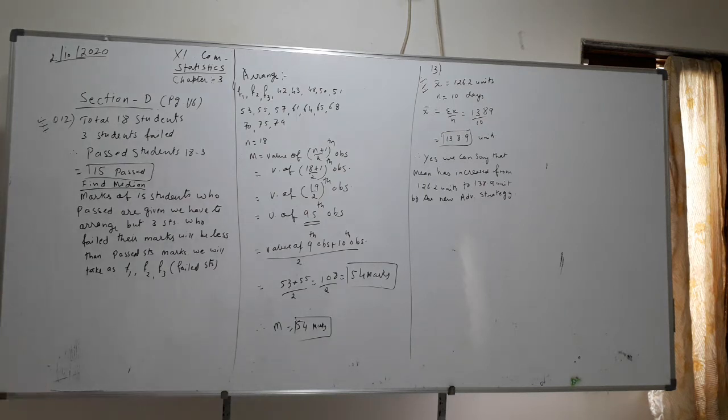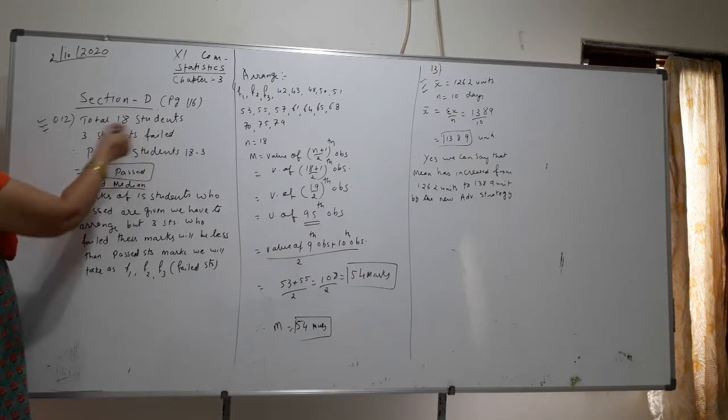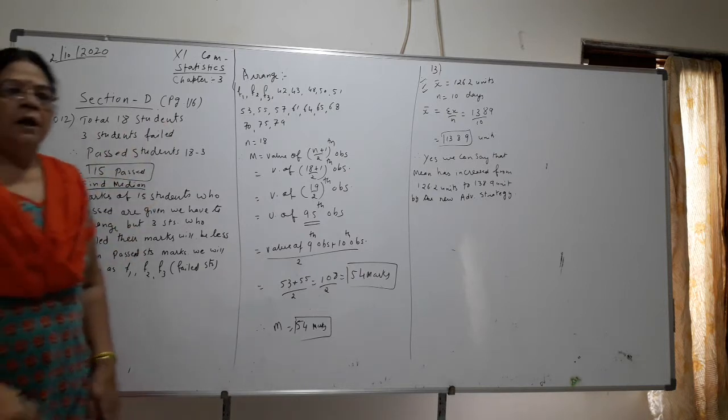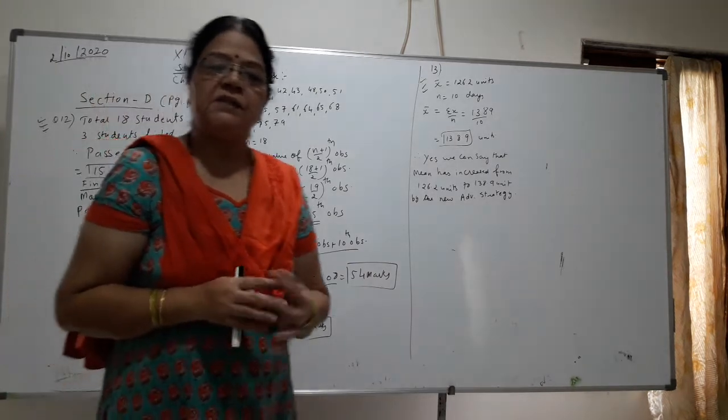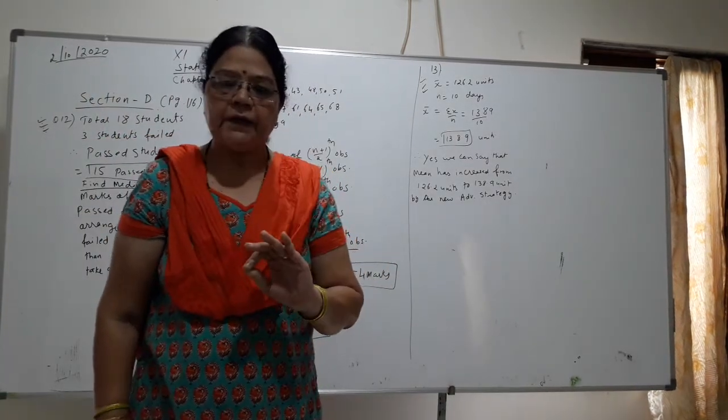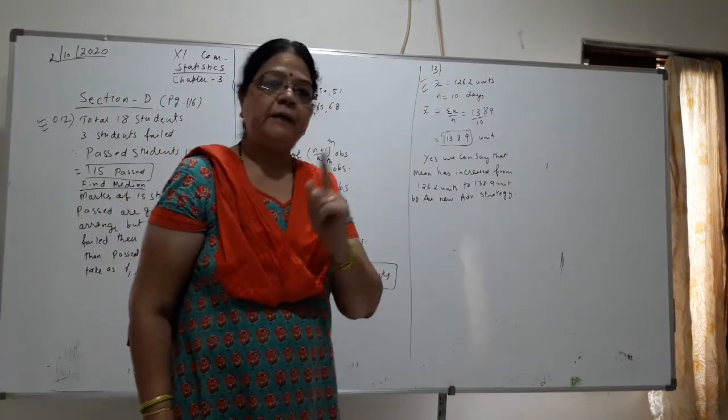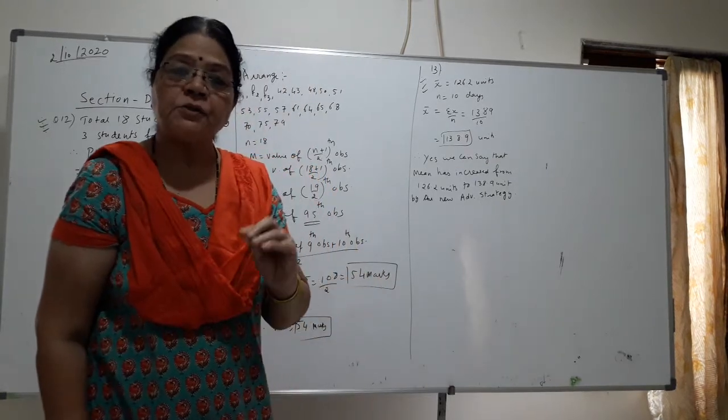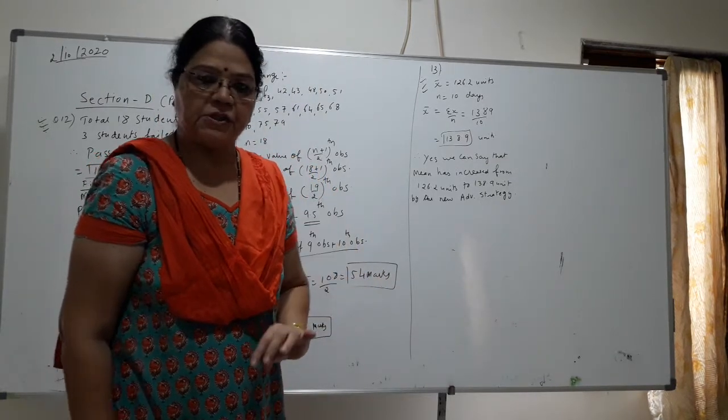Yes, children, question 12. Question 12. Total 18 students, 3 failed. Out of total 18 students in class, 3 of them failed. So, how many passed? 18 minus 3. So, 15 students passed in examination.